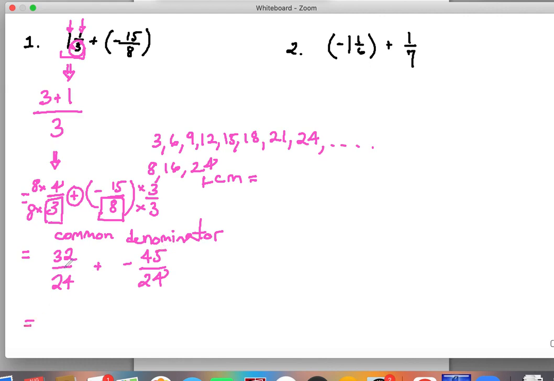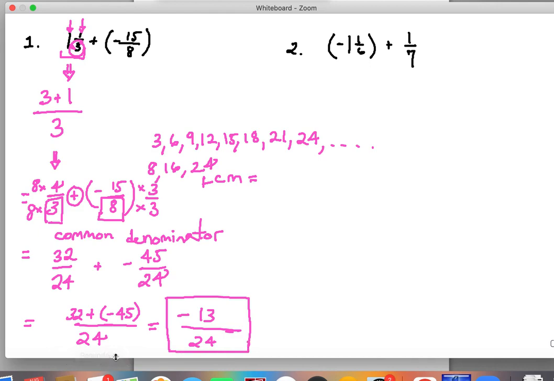Now I have a common denominator between these two fractions. So all I do is I do the operation in the numerator. I just put the denominator as 24, and I say 32 plus negative 45. I have to just do this operation. We have to know how to add and subtract our integers. So 32 plus negative 45 is negative 13. Negative 13? Yeah, I believe so. Negative 13, and then this is our final answer.